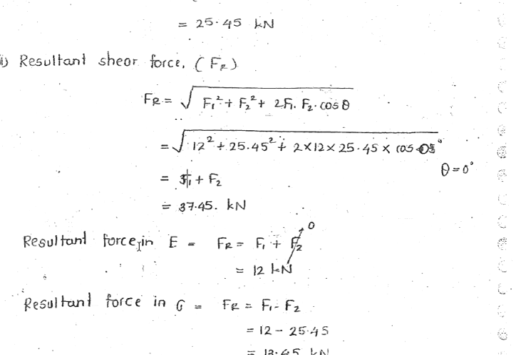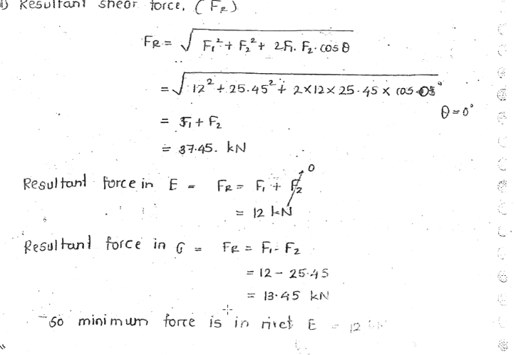And if we talk about G, those forces are in the opposite direction. So you can use the same formula here, and say that theta is equal to 180 degrees, or you can directly subtract, F1 minus F2, and the force comes out to be the minimum shear force registered by any of the fasteners, that is 13.45 kilonewton.